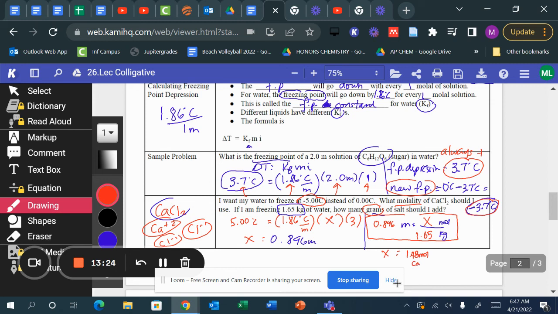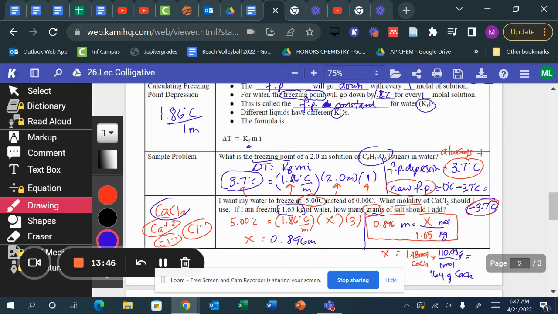X will be, when you solve that, I got 1.48 moles of CaCl2. Change that to grams because they want grams. If they want moles, you stop here. 1 mole is 110.98 grams, equals, final answer is 164 grams of CaCl2.